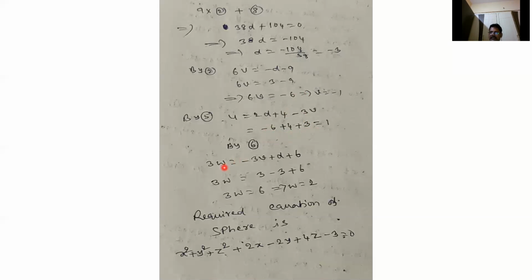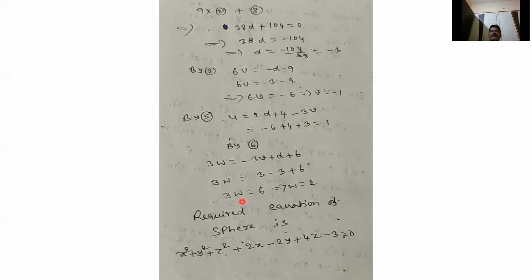And again by 6: taking 3w to the right side, 3w equal to minus 3v plus d plus 6. v is minus 1, so we'll get 3, d is minus 3, plus 6. 3w equal to 6, we'll get w equal to 2.